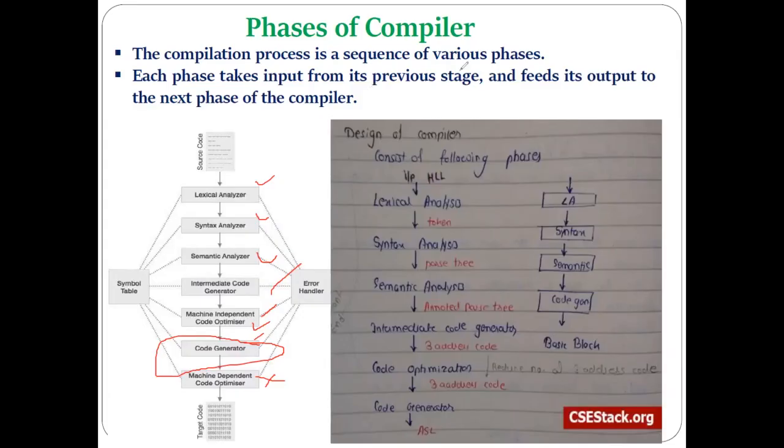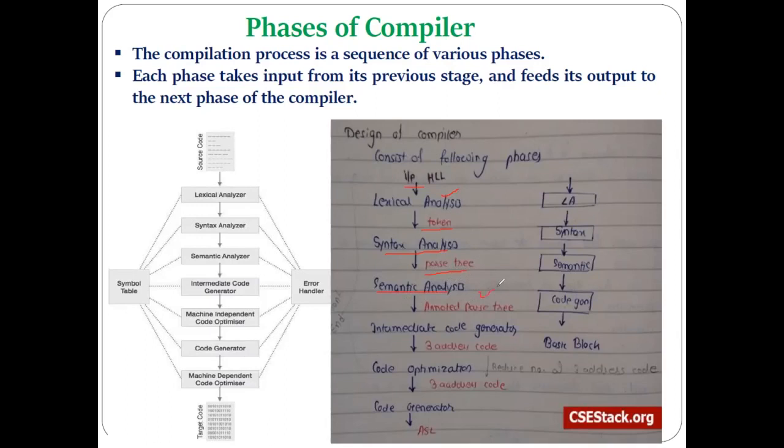All of you know the compilation process consists of various phases, and each phase takes input from the previous stage, produces some output, and gives that output to the next phase of the compiler. Likewise, the first phase, lexical analysis, takes input in the form of a higher level language and generates tokens as output. It gives that token as input to the next phase, the syntax analyzer, where it checks whether the expression is syntactically correct by generating the parse tree. Then the syntax analyzer gives the parse tree as input to the semantic analyzer.